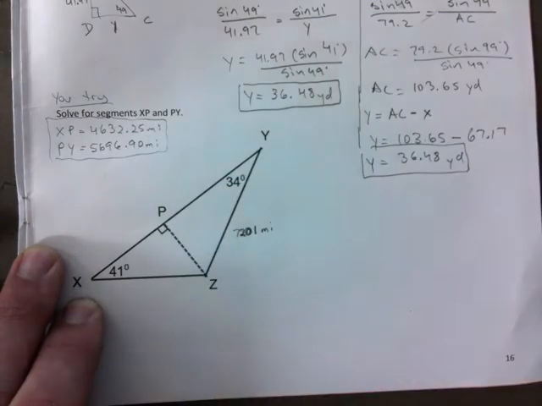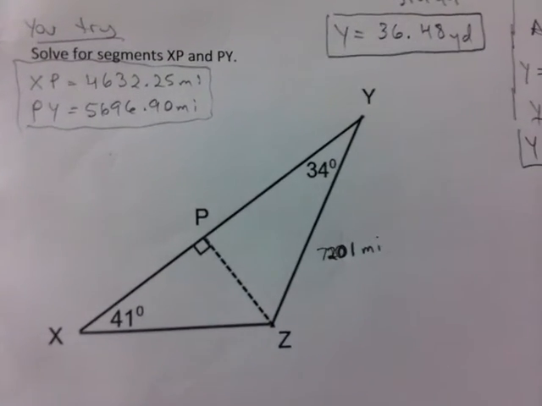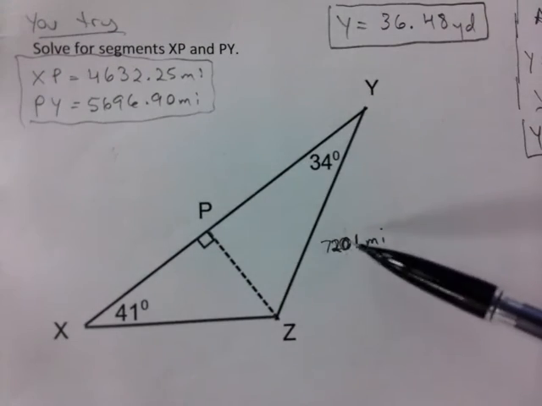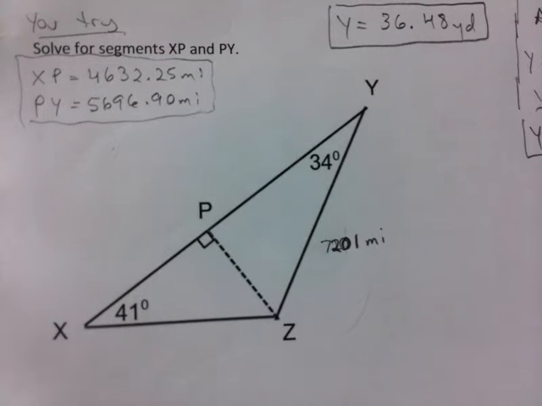So if you want to give that one a try, let me zoom in. Make sure you update. If you haven't done this, you need to add this length here to your triangle, or else you can't do it, right? 7201 is the side there, YZ or ZY.